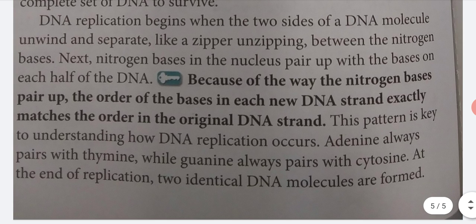DNA replication begins when the 2 sides of a DNA molecule unwind and separate, like a zipper unzipping, between the nitrogen bases. Next, nitrogen bases in the nucleus pair up with the bases on each half of the DNA. Because of the way the nitrogen bases pair up, the order of the bases in each new DNA strand exactly matches the order in the original DNA strand. This pattern is key to understanding how DNA replication occurs.